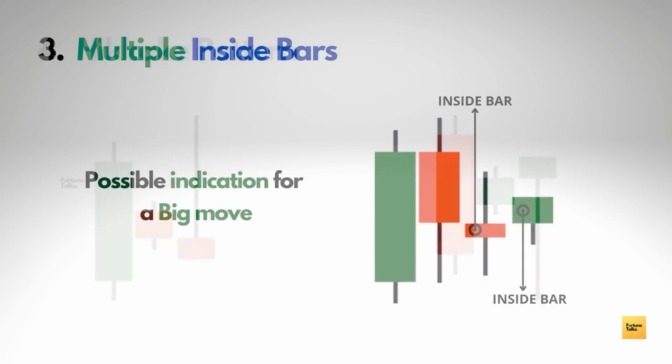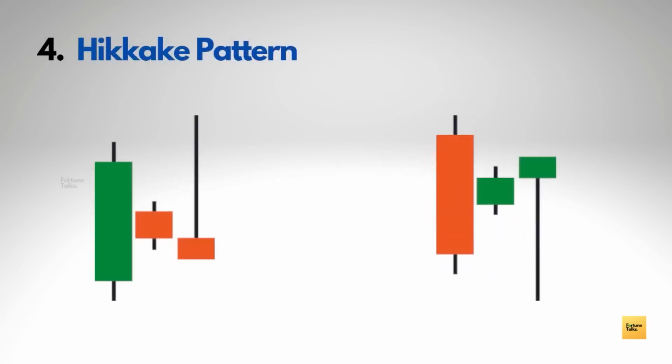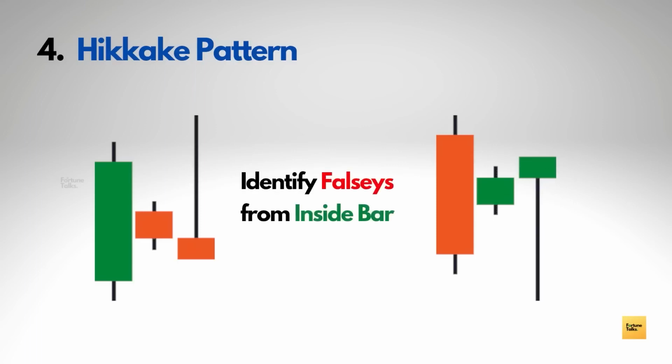Now the fourth type is the Hikake pattern, which is a variation of the inside bar. This is actually a must-know pattern for all traders because this pattern helps you identify a false breakout from the inside bar pattern. Imagine this situation.